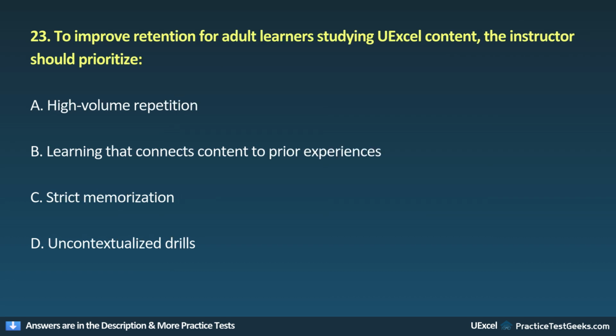23. To improve retention for adult learners studying UExcel content, the instructor should prioritize A. High-volume repetition. B. Learning that connects content to prior experiences. C. Strict memorization. D. Uncontextualized drills.